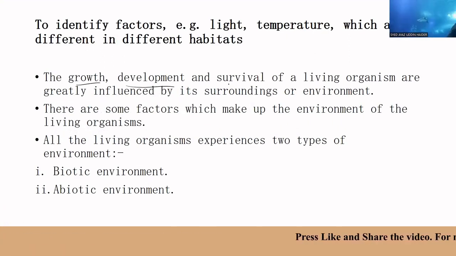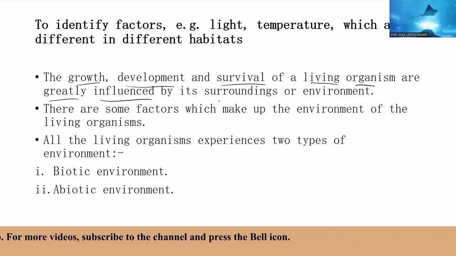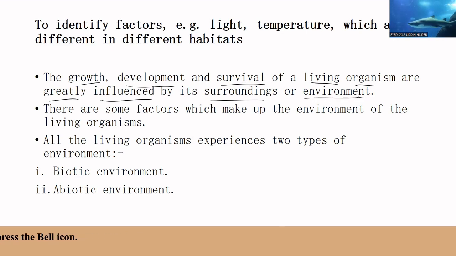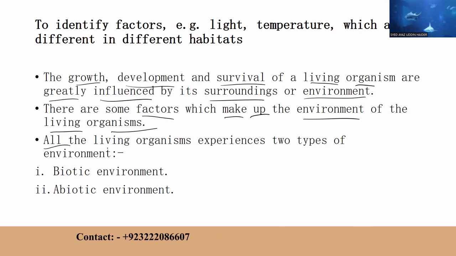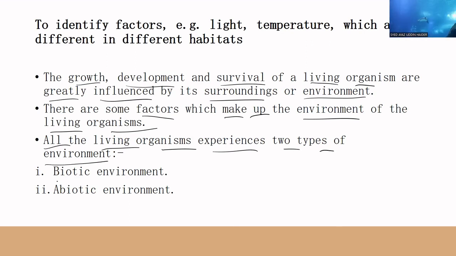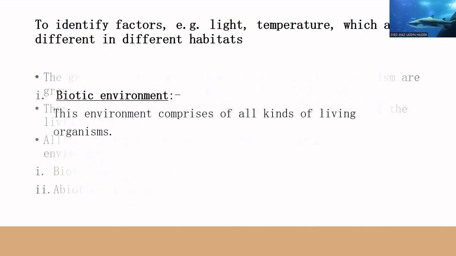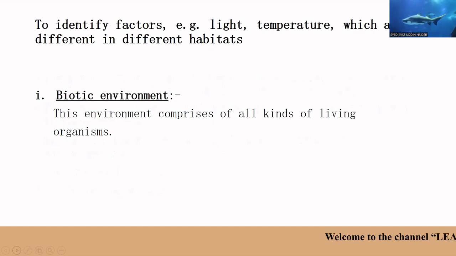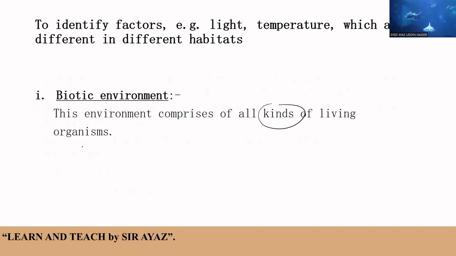The growth, development, and survival of a living organism is greatly influenced by its surroundings or environment. There are some factors which make up the environment of the living organisms. All the living organisms experience two types of environment. One is biotic environment, other is abiotic environment. What is biotic environment? Biotic environment is the one which contains all kinds of living organisms.